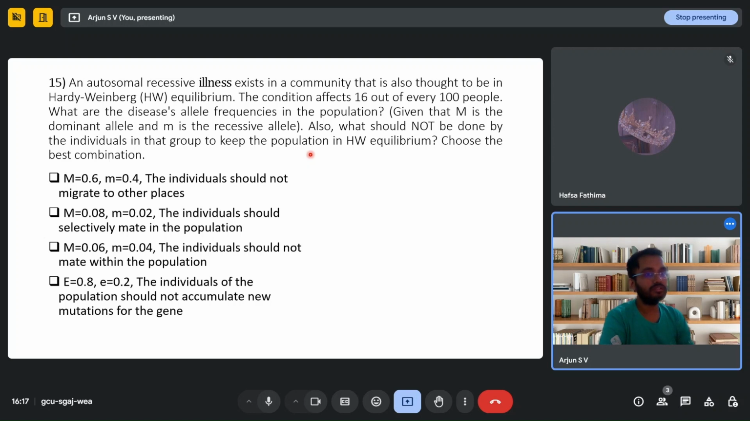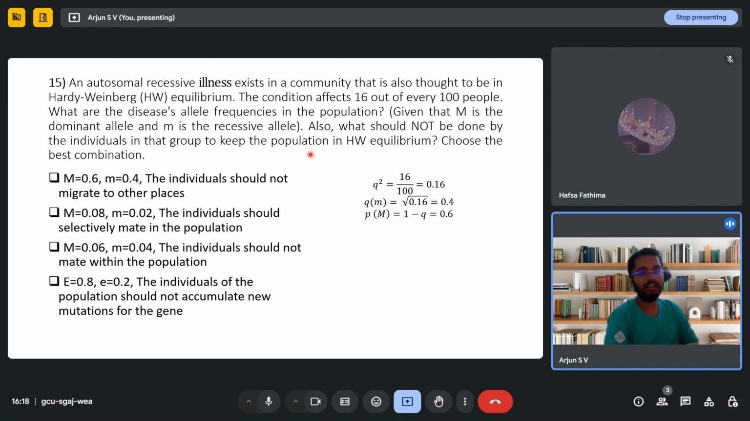Does anyone want to go ahead and solve this? It's fine. I'll go ahead with the answer.